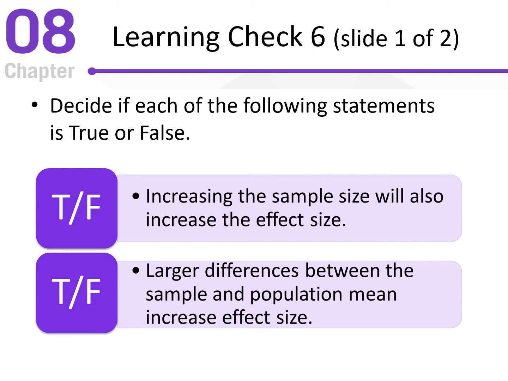And the second statement, larger differences between the sample and the population mean increase effect size. Well, that's how you calculate effect size. It's the mean of the sample minus the mean of the population. So if that difference gets bigger, then by default, the effect size is going to get bigger, because that's basically the numerator of the Cohen's d fraction that you compute. So large differences between the sample mean and the population mean will lead to greater increases in effect size. That's true.